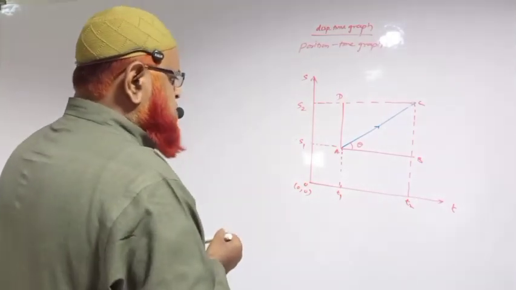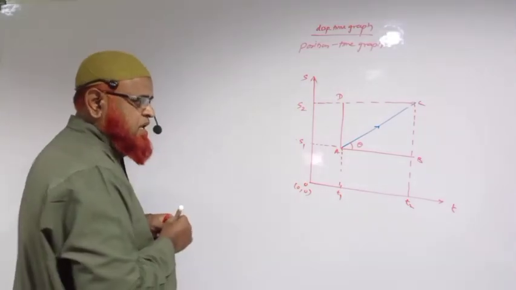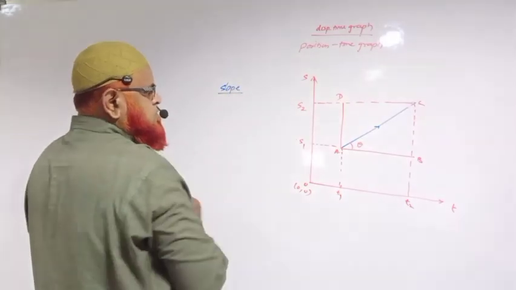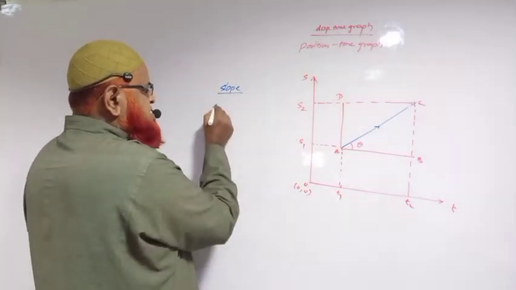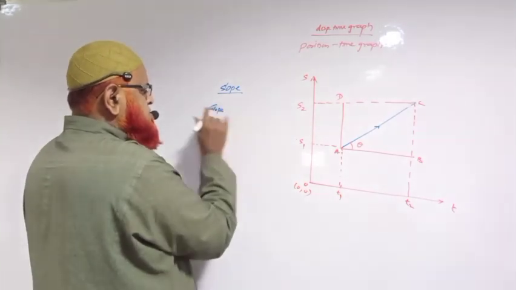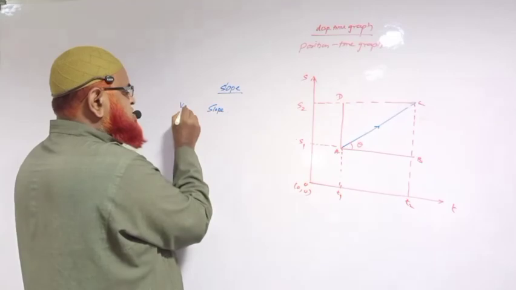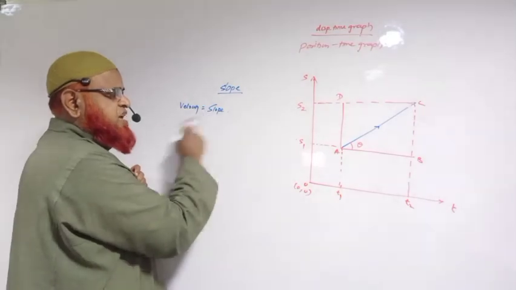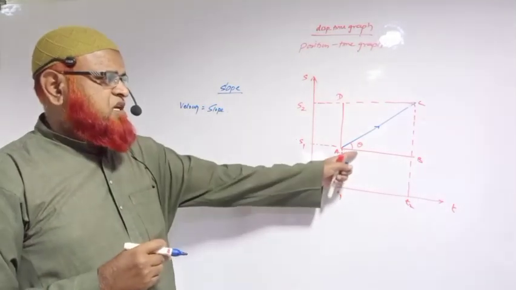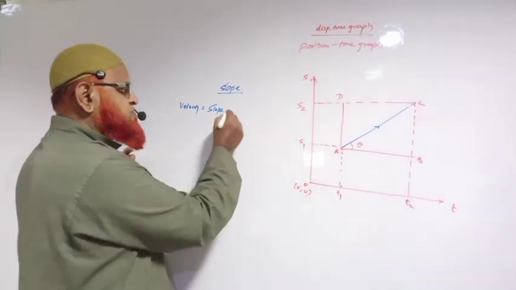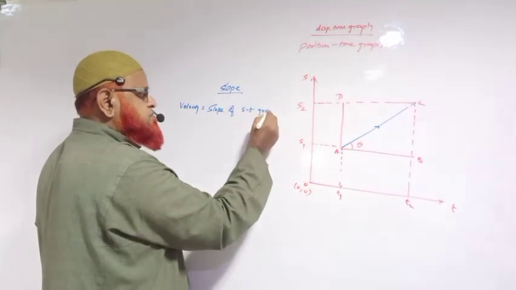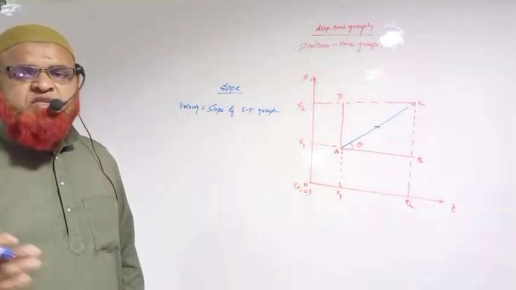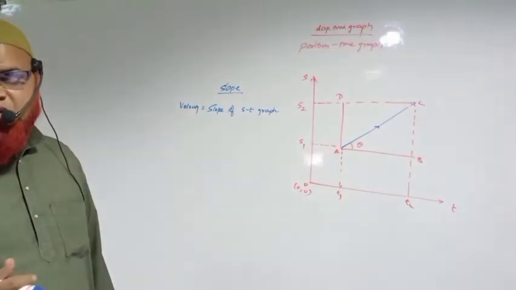So what are you going to understand from this type of graphs? Now first thing is slope. What is the meaning of slope? Slope is nothing but velocity. So velocity, if you want to find out from this graph, you have to take the slope of the graph. The slope of the S-T graph is giving you the velocity. Slope of the position time graph or displacement time graph is called velocity in this case.